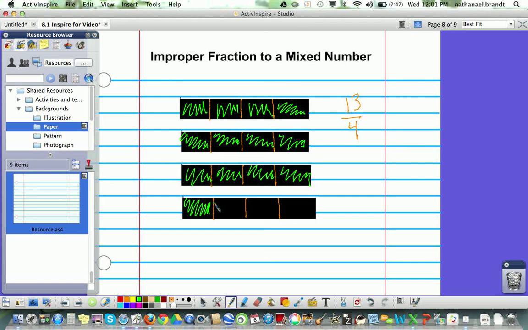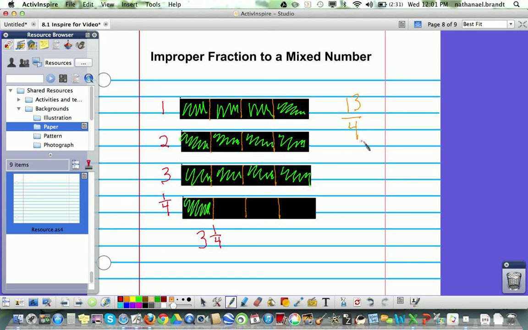So in this case we have, where's my pen? Here it is. We have one whole candy bar, two whole candy bars, three whole candy bars, and in this candy bar we have 1/4 left of another candy bar. So if we put those all together, that would be 3 and 1/4 candy bars.